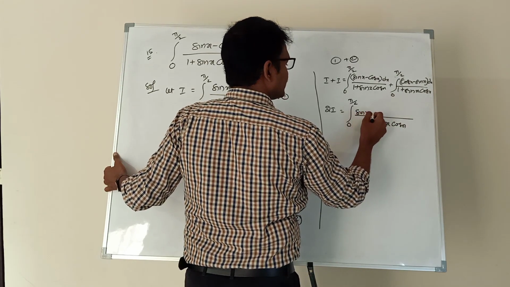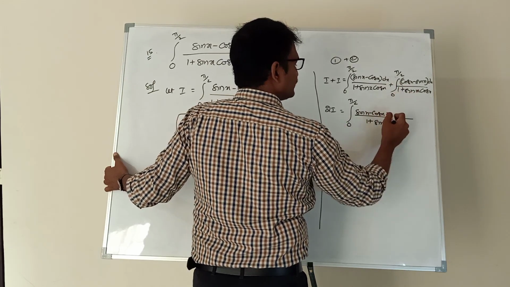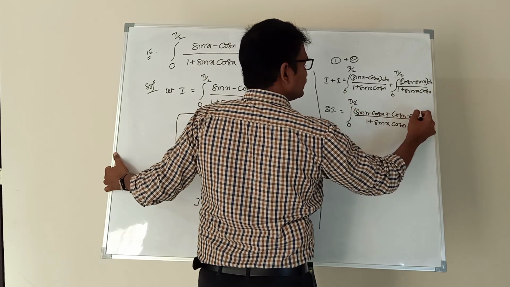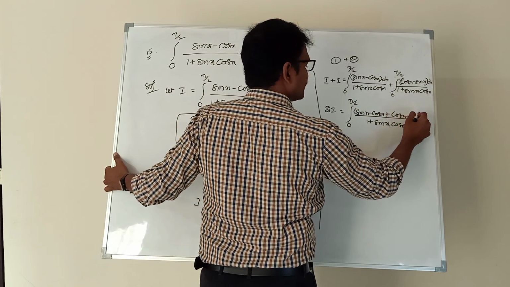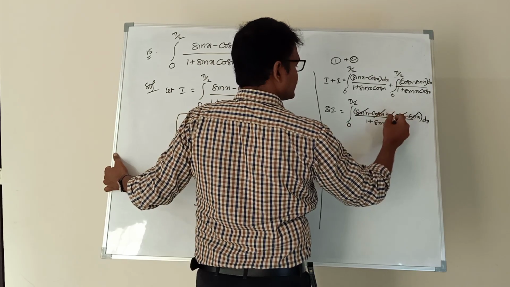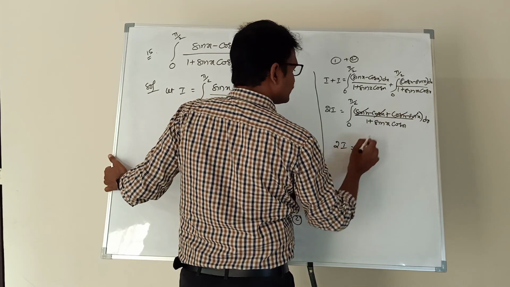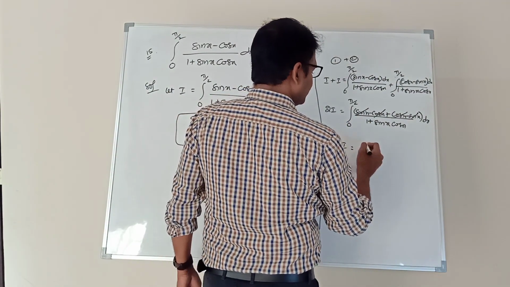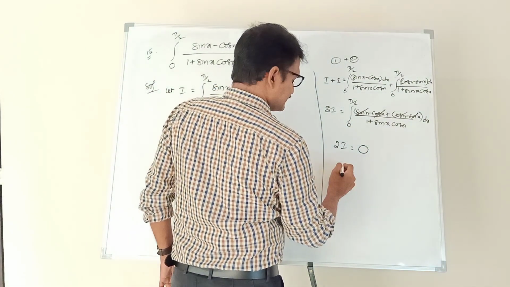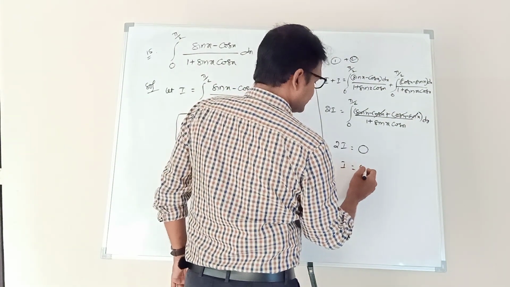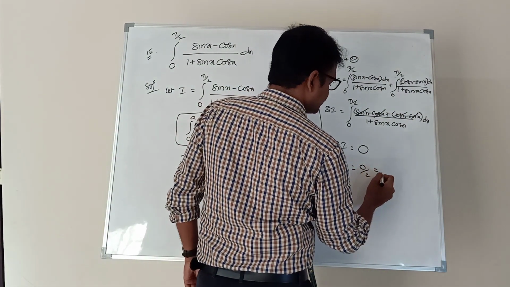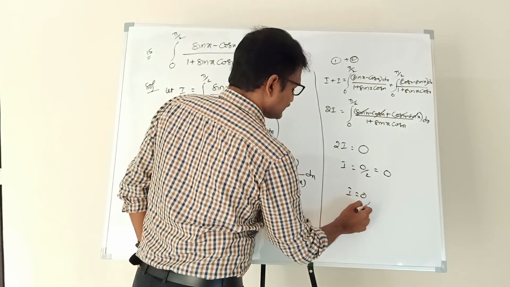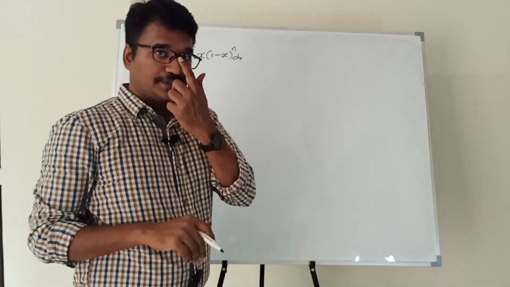In the numerator you have sin x minus cos x plus cos x minus sin x, into dx. Minus sin x plus sin x, minus cos x plus cos x get cancelled. So 2I is equal to, all terms get cancelled, you will get 0. So integration of 0 gives 0. So I is equal to 0 by 2, and the integration of 0 by 2 is 0. So I is equal to 0 is the answer for the given problem.